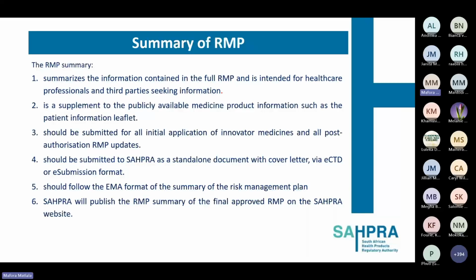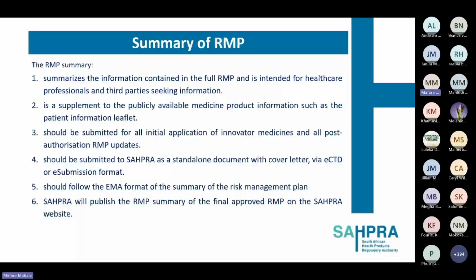So the RMP summary is basically used to summarize the information contained in the full RMP and is intended for healthcare professionals and third parties seeking information. So it's a supplement to the publicly available medicine product information, such as your patient information leaflet, or what is currently available on the SAHPRA website, the professional information. So it will just be an add-on.